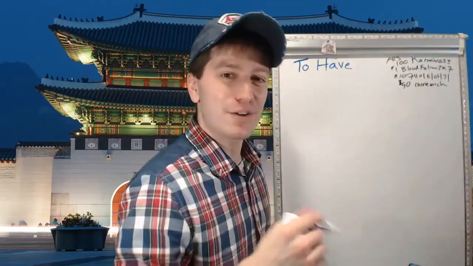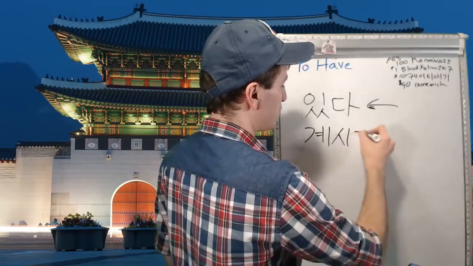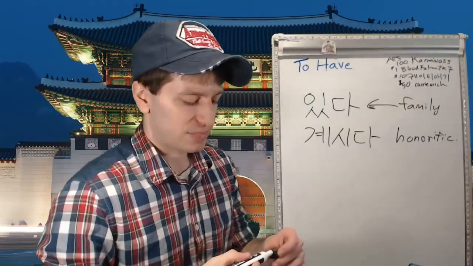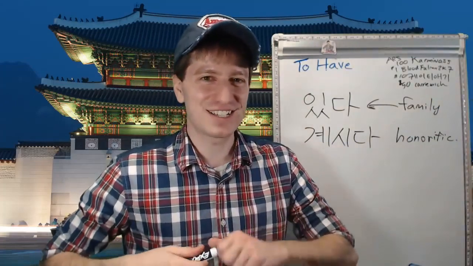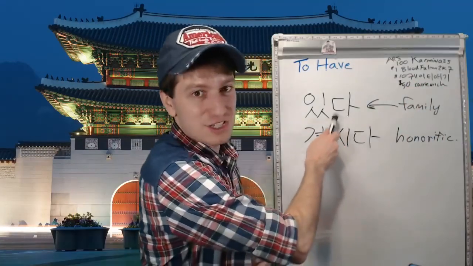If you're saying you have a family member, only use 있다. If it's like someone you want to honorify, there's also 계시다, which is honorific. So you cannot say you have a family member, 동생을 가지고 있어요, because that would be like you have them, like they're yours. You're carrying your brother, like that. 있다. You just use this one, to exist.